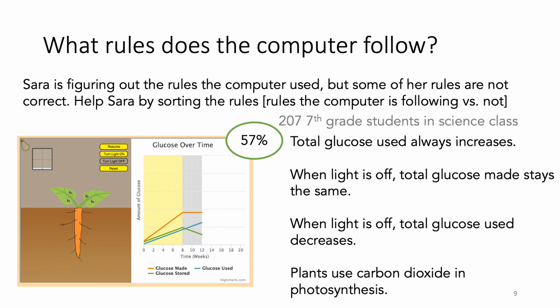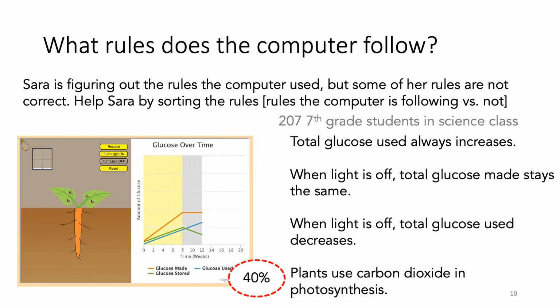This kind of item showed that students were missing key concepts from the models. Only 57% of students correctly said that the simulation was following the rule total glucose used always increases. This follows a common student misconception about the science, that plants only use glucose in the light. If students don't realize what behaviors the model is demonstrating, they won't be able to learn those concepts from the model.